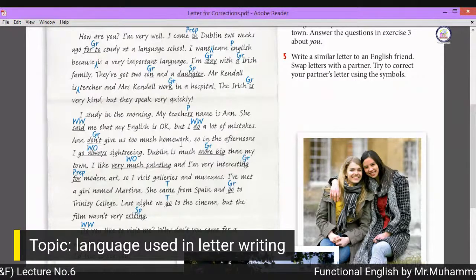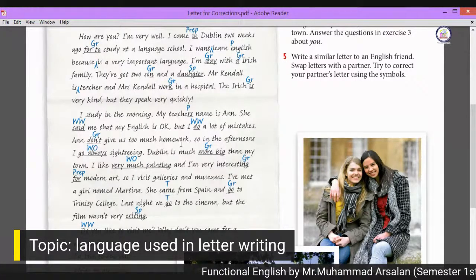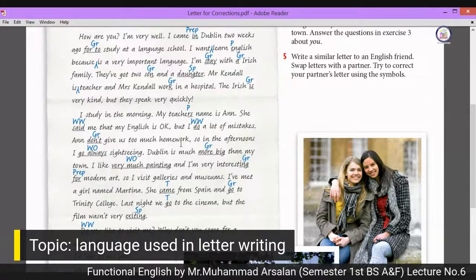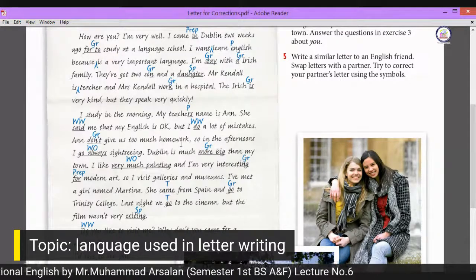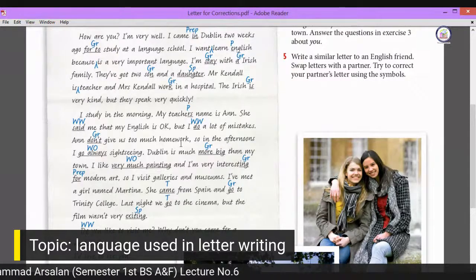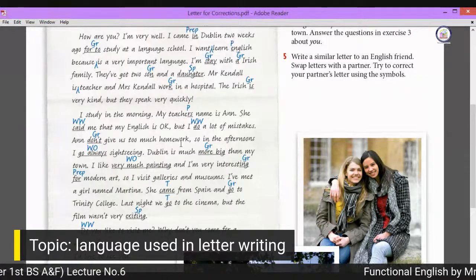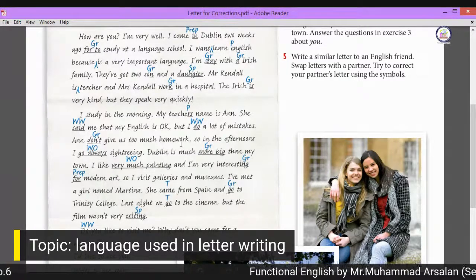Dublin is much more big, that's wrong. कंपैरेटिव एडजेक्टिव में जब हम ऐसा एडजेक्टिव यूज करें जिसमें वन सिलेबल हो तो उसमें हम आर लगाते हैं. जैसे Dublin is much bigger. मोर हम जब लगाएंगे जब एडजेक्टिव बड़ा होगा, लार्जर होगा.